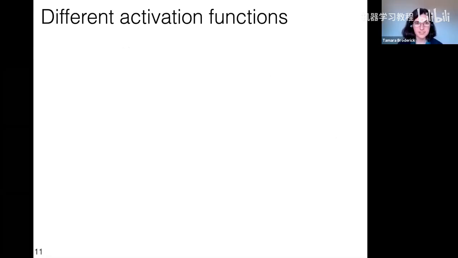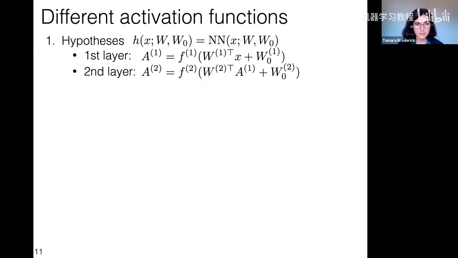Okay, let's look at different activation functions. So our hypotheses look like this right now. We're looking at neural networks with two layers. In the first layer, we create the features. And in the second layer, we get the labels from the features. So our typical linear classification or linear regression is going on in the second layer.